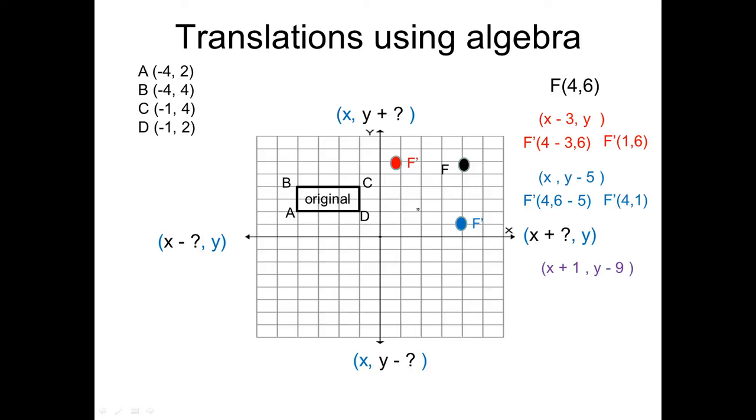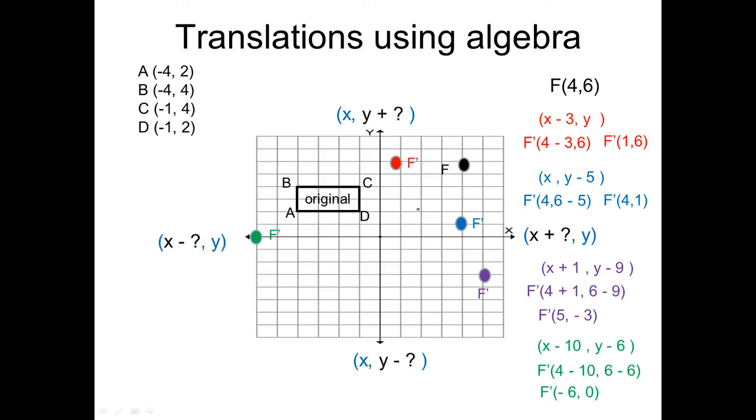If I wanted to translate both, a vertical and a horizontal shift, then I'm doing a horizontal shift to the right 1 and a vertical shift down 9. Using the algebra, 4 plus 1 will give me 5, and 6 minus 9 will give me -3. And so now I can simply plot the point. And I have one final one, the green one, where I've shifted my x's -10 and my y's -6. And again, applying the algebra, 4 minus 10 is -6, and 6 minus 6 is 0. And then I simply plot the ordered pair.